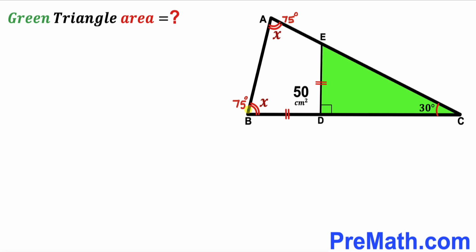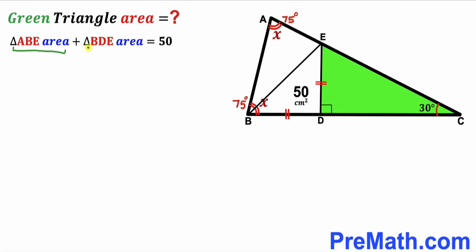In this next step, I'm going to connect these two points B and E. As a result, this whole quadrilateral ABDE has been divided into two triangles, this triangle ABE and this other triangle BDE. We know the area of this whole quadrilateral has been given to us as 50 centimeters squared. So the area of triangle ABE plus the area of triangle BDE, if we add them, must equal 50 centimeters squared.